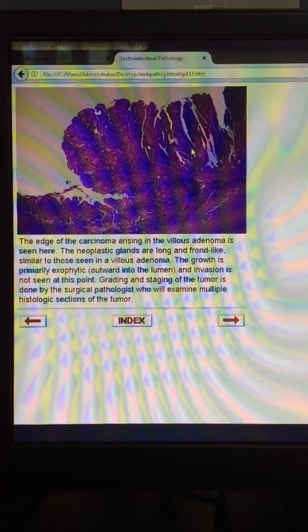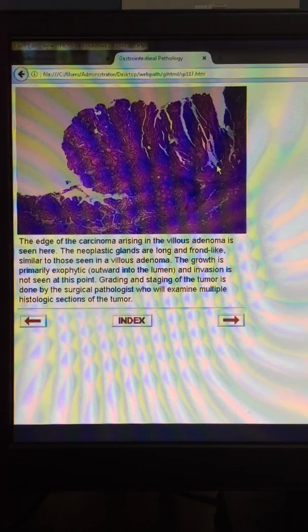The epithelium is more anaplastic with highly basophilic and pleomorphic nuclei. At this point, we cannot recognize any area of invasion beyond the mucosa, but examination of more sections from the tumor might detect foci of invasion.